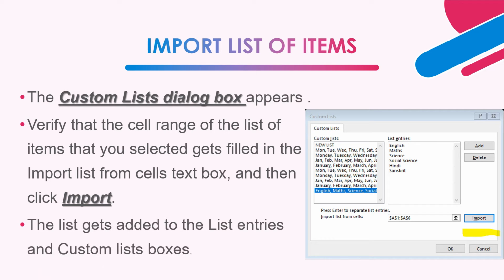Next, the list gets added to the list entries and custom list boxes. So now the list entries will get added to the custom list. Now you can click OK, and the list will get entered in the custom list. So now if you want to type the subjects, just type English. Automatically you can see Maths, Science, Social, Hindi and Sanskrit below.